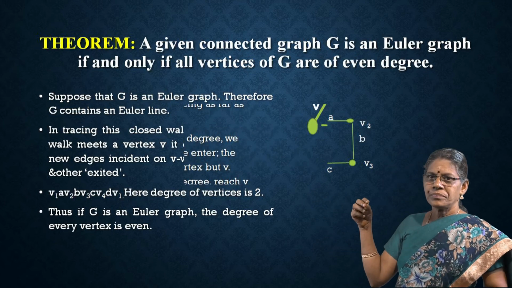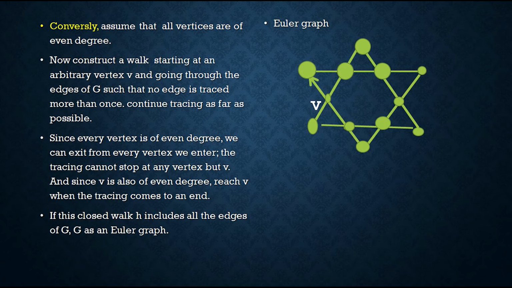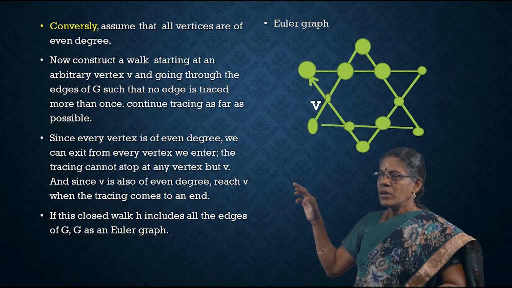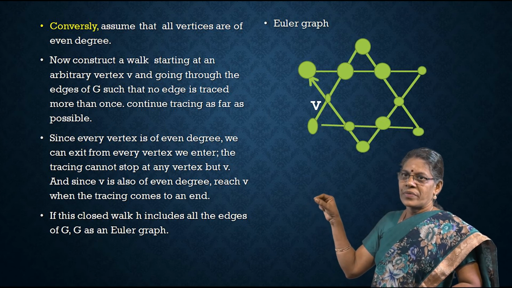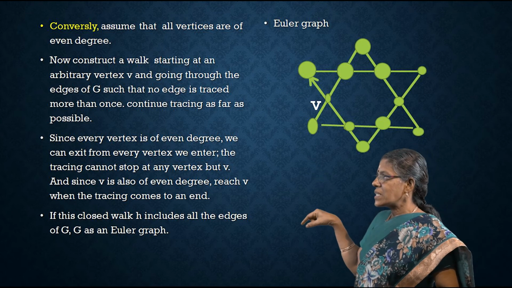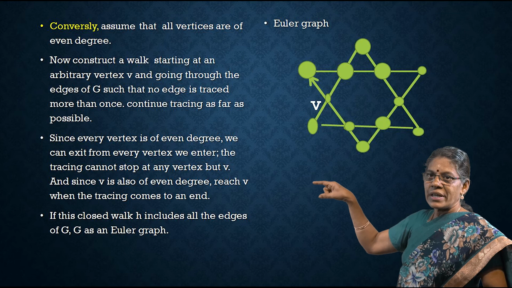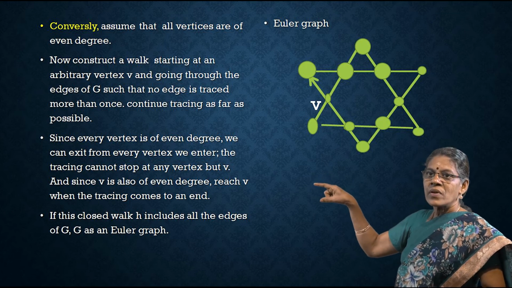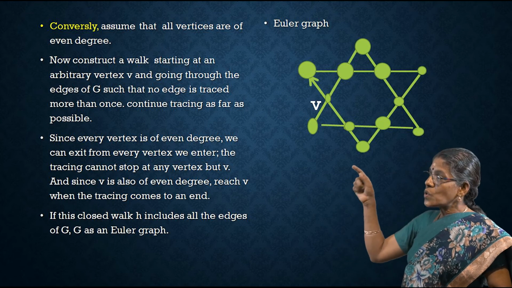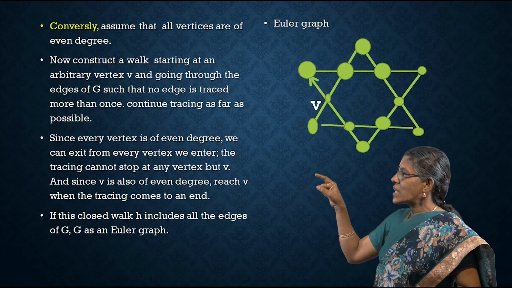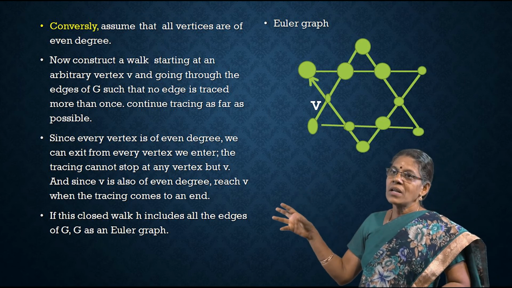Okay. Next, the converse part. Assume that all the vertices are of even degree. We have to prove it is an Euler graph. So for that, construct a walk starting at an arbitrary vertex V and going through the edges of G such that no edge is traced more than once, tracing as far as possible. Since every vertex is of even degree, we can exit from every vertex we enter. The tracing cannot stop at any vertex but V. And since V is also of even degree, we reach V when the tracing comes to an end. Okay. If this closed walk H includes all the edges of G, then G is an Euler graph.